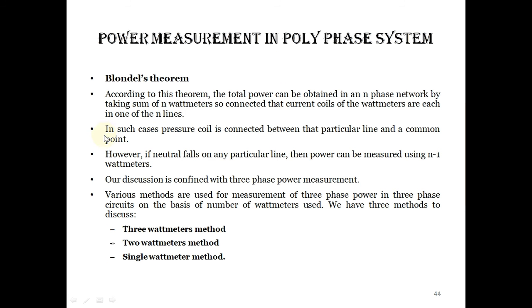As I stated to a few of you during the lab, in such cases the pressure coil is connected between that particular line, whether line 1, 2, 3, 4 or 5, and a common point. However, if the neutral, the common line, falls on a particular line, then power can be measured using n-1 wattmeters. So if there are 5 lines and the neutral is taken at line 3, a total of 4 wattmeters is required instead of 5.